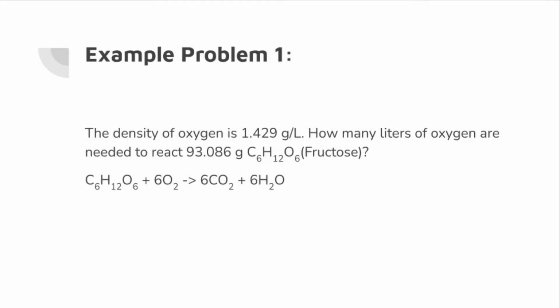Now we are going to go over a few example problems. The density of oxygen is 1.429 grams per liter. How many liters of oxygen are needed to react with 93.086 grams of fructose? The balanced equation is fructose plus 6O2 becomes 6 carbon dioxide and 6 water.